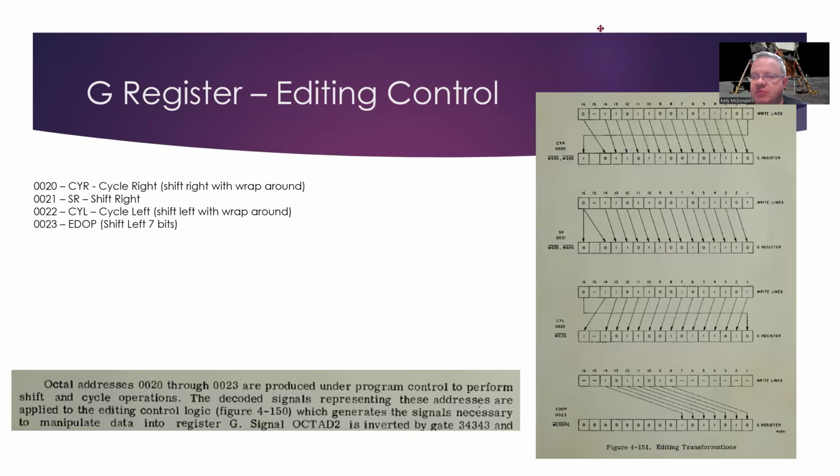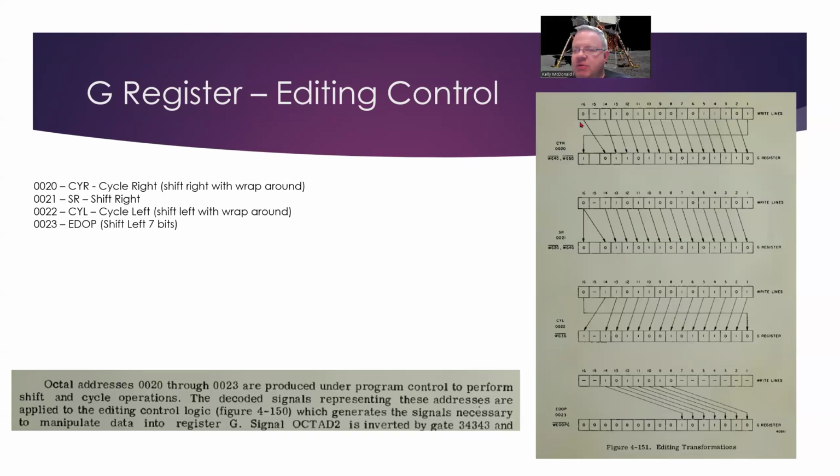So what we have here, and I'll get myself out of the way, we've got basically these different functions. We've got cycle right, which will take the contents of the write lines and write them into the G register shifted once to the right. We don't do bit 15 because that's the parity bit for memory. In the case of cycle, the bit that gets pushed off the end wraps around and gets written into bit 16. We also have the shift right operation, which is basically the same thing as the cycle right, except we don't have this little carryover like the cycle command does.